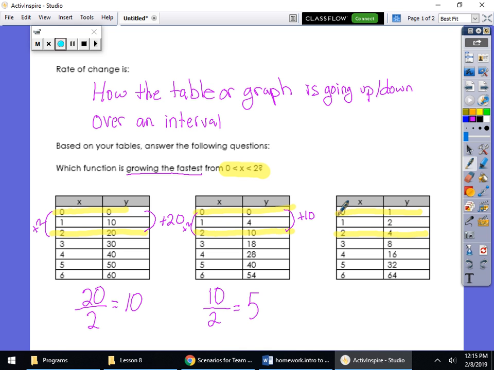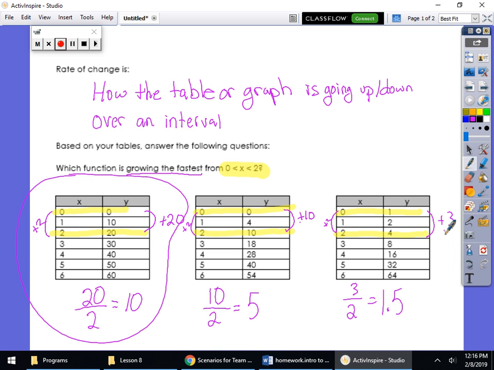And now this last one goes from 1 to 4. So that's plus 3. It went up 3 every 2 times, which is 1.5. Now we can look at the intervals from 0 to 2. We see that it went up 20, it went up 10, and it went up 3. So the one that's growing the fastest on that interval is the first one. It's growing the fastest from 0 to 2 because it went up 20 compared to 10 compared to 3. It doesn't mean it's always going to be going up the fastest, but the first one went up 10 more problems than the next one.